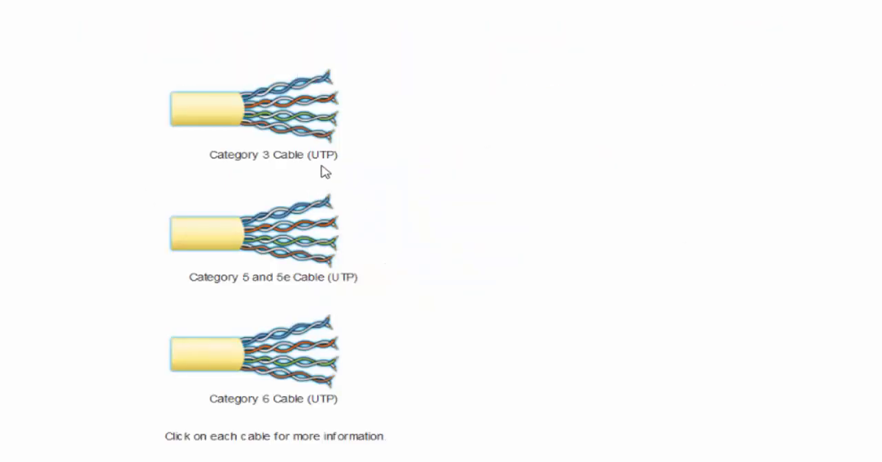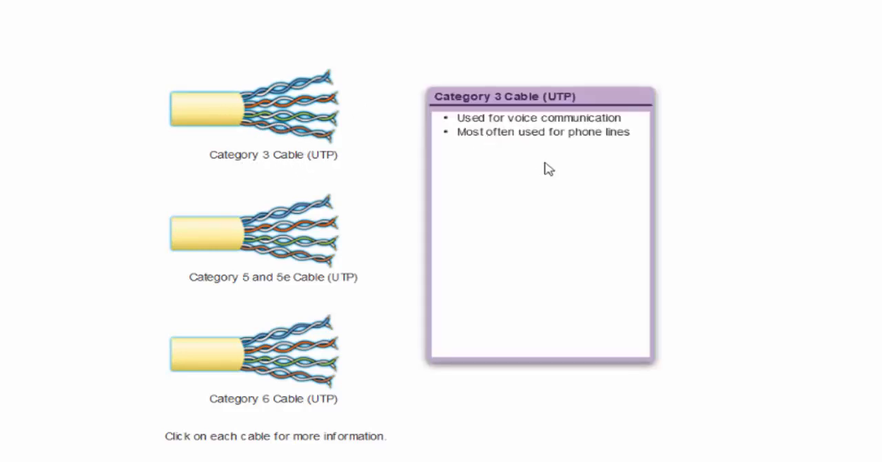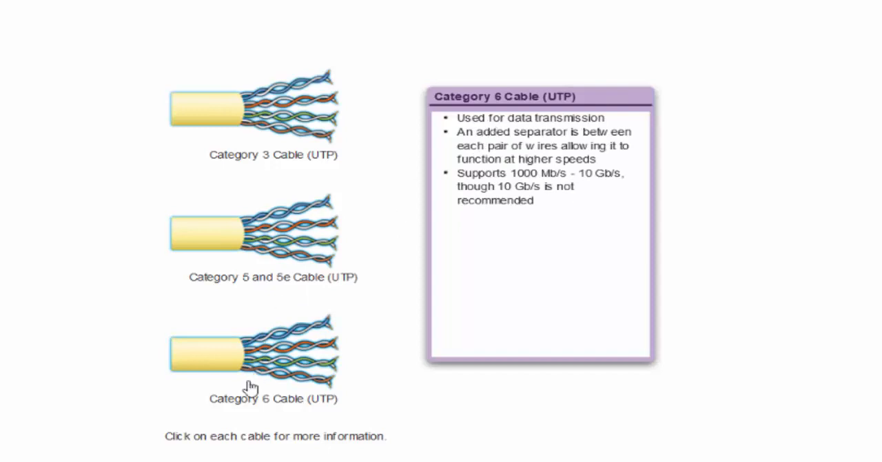So UTP cables tend to have different types. All of them look the same. We have UTP Cat 3 or Category 3, which is suitable for voice communication, basically low bandwidth communication. So Cat 3 is used for phone lines, whereas Cat 5 or Category 5 is used for data transmission of up to 100 megabits per second. Cat 5e supports 1000 megabits per second transmission, whereas Cat 6 is used for very high data transmission up to 10 gigabits per second.